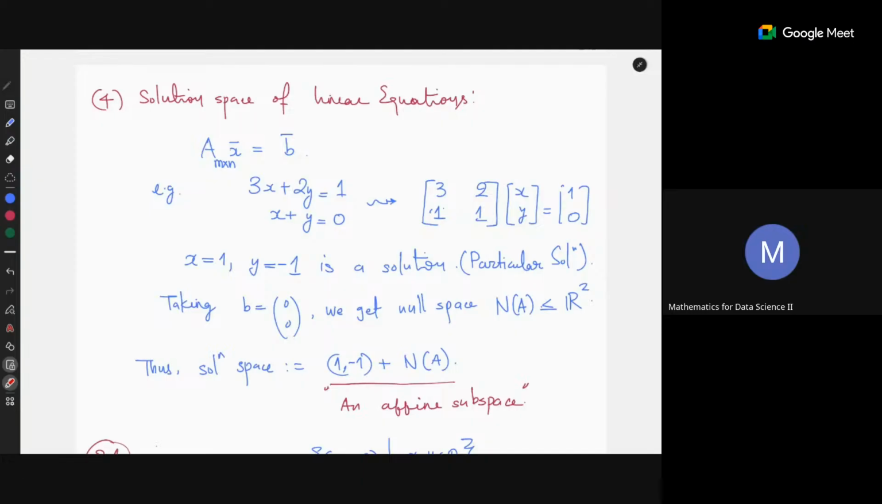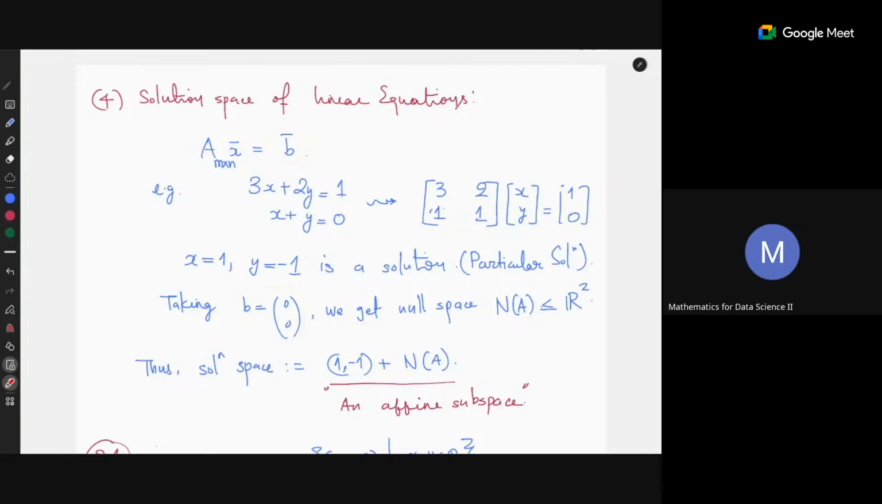And you can quickly check that (1, -1) is a particular solution of this system of linear equations. You must all agree with that fact. Now, how to write down the complete solution space of this? To write down the complete solution space, we consider the null space of A. And how to do that? You can just take your vector b to be the zero vector.